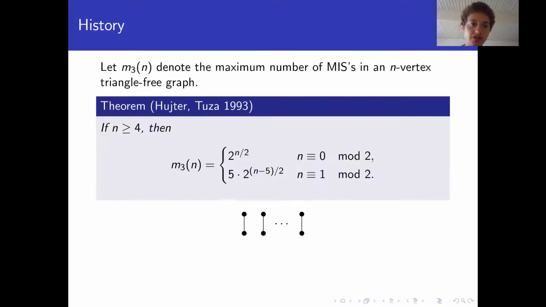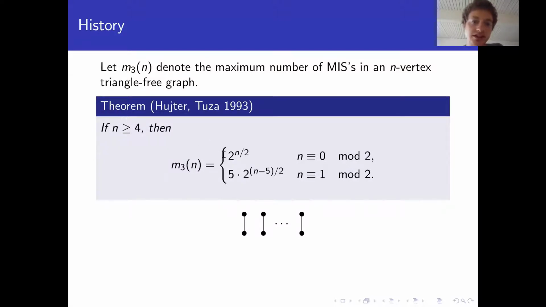And this problem in turn was essentially solved by Hujter and Tuza, who determined the function to be exactly this quantity here, where the lower bound comes from either a perfect matching if n is divisible by 2, or an almost perfect matching together with one 5-cycle. And that gives the lower bound here. So again, most of the work is in proving the upper bound. And a couple of things to note.